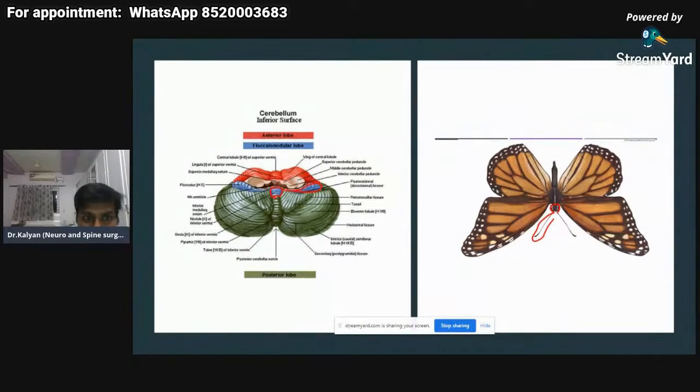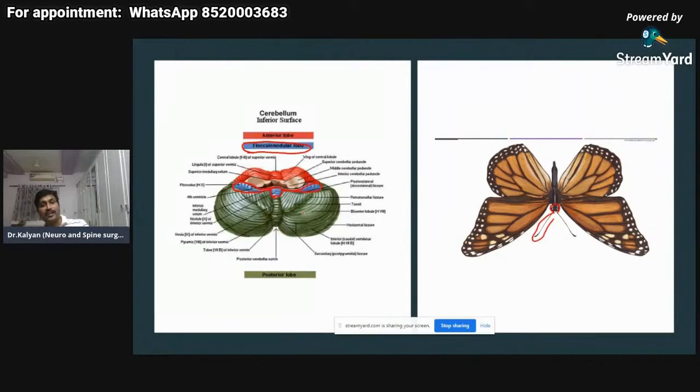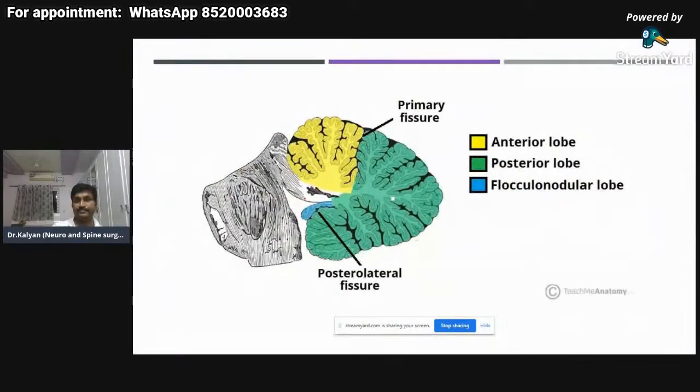This is known as the flocculus. This is known as the flocculonodular lobe. This flocculonodular lobe is the posterior lobe. So, am I clear? You have identified all the three lobes: the anterior lobe, the middle lobe, and the third one is the flocculonodular lobe, which is the posterior lobe. We'll see the same structure in the sagittal cut, in the midline structure.